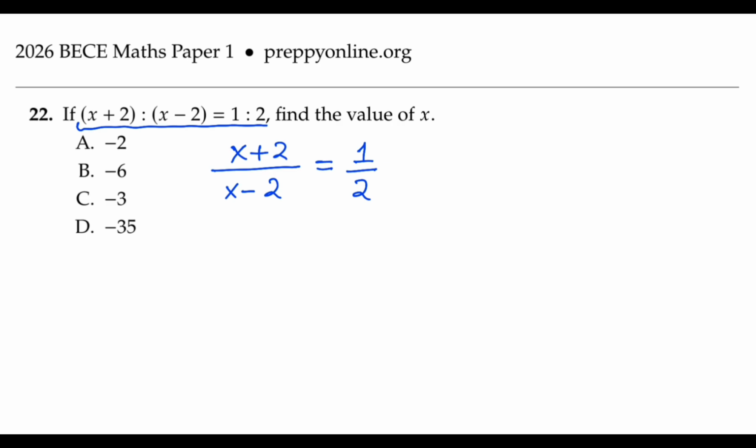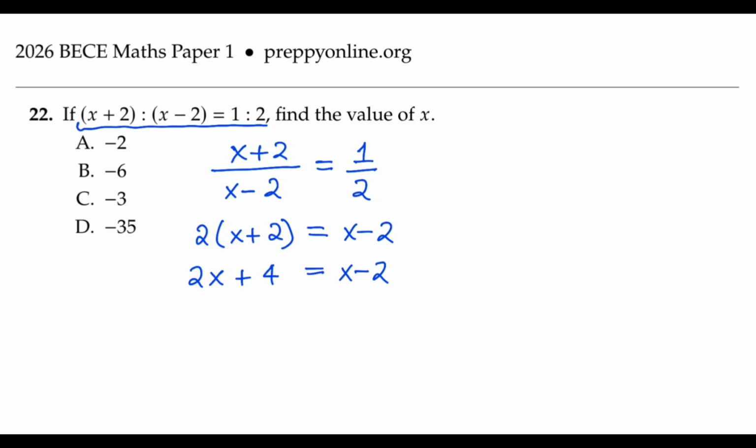So how do we solve for x? We can cross multiply. When we do that, we get 2 times x plus 2 equals 1 times x minus 2. So we expand the brackets. 2 times x plus 2 is 2x plus 4. And this is equal to x minus 2.